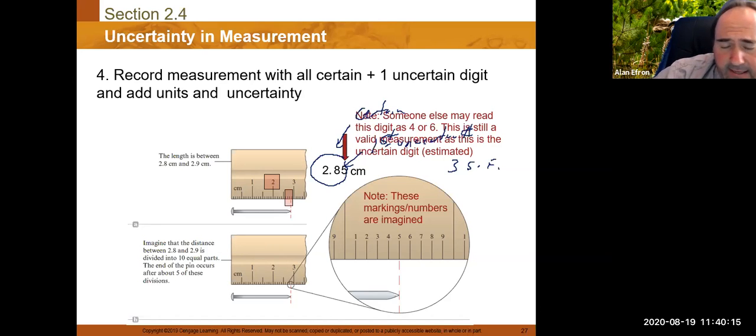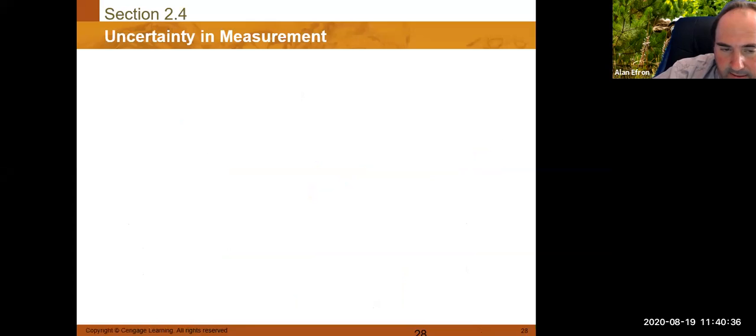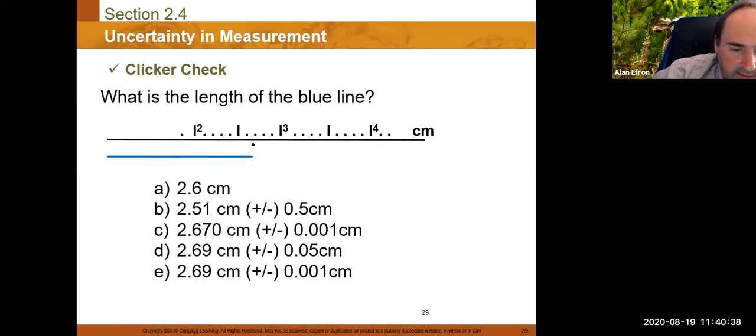And again, somebody may look at it and think it's a little bit closer, and may record 6, or may record 4. Usually when we think about the last digit, the uncertain digit, we think it could be as big as plus or minus 1 of that last digit in terms of the uncertainty that occurs. All right, so take a second here and figure out what you think the reading here would be.